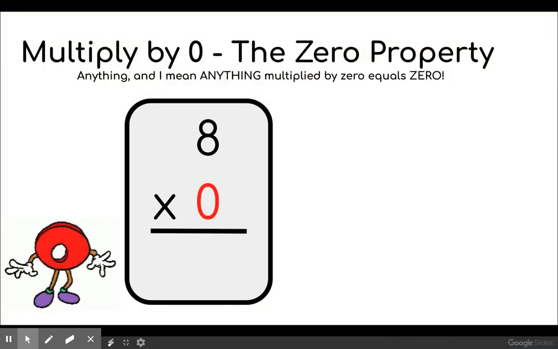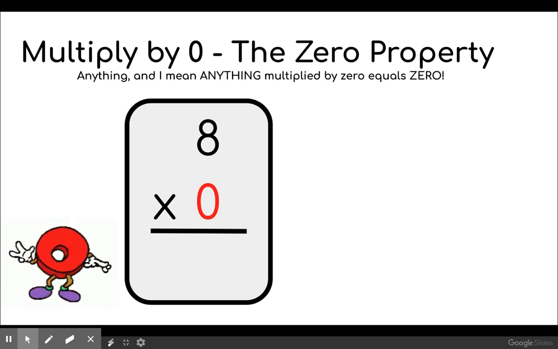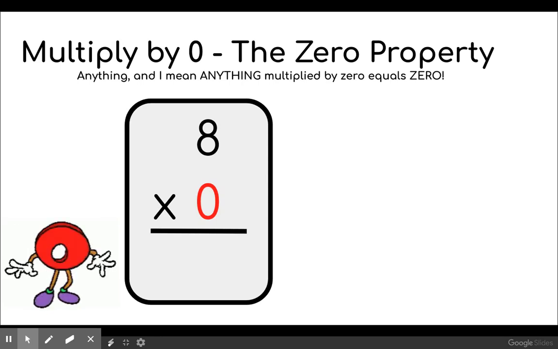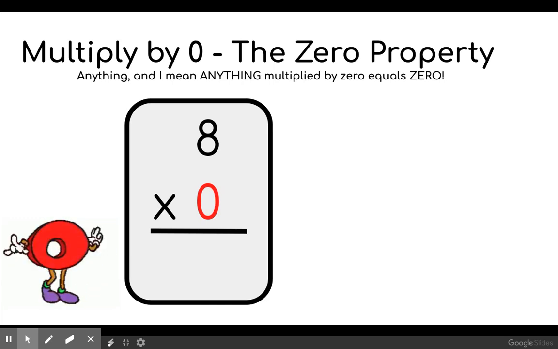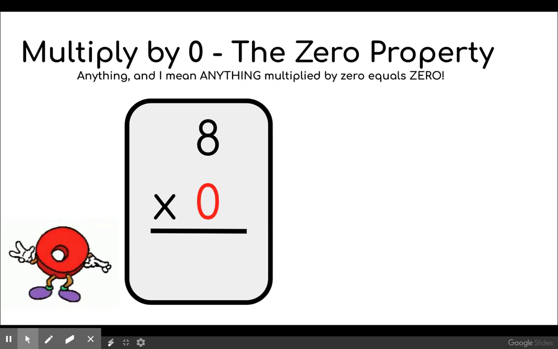We're going to move on to multiplying by 0. When we multiply by 0, it's called the zero property. And anything, I mean anything, multiplied by 0 equals 0. So let's take a look at this first problem here. We see the 0, and it's multiplying by 8. It doesn't matter where the 0 is. So when we multiply 0 times 8, or 8 times 0, the answer is, you guessed it, 0.